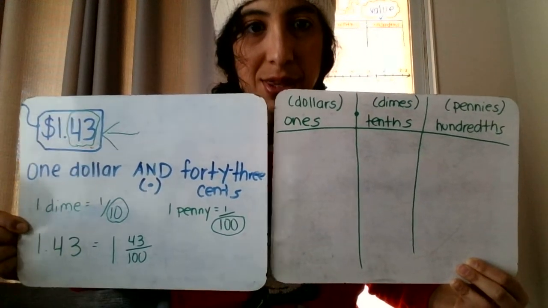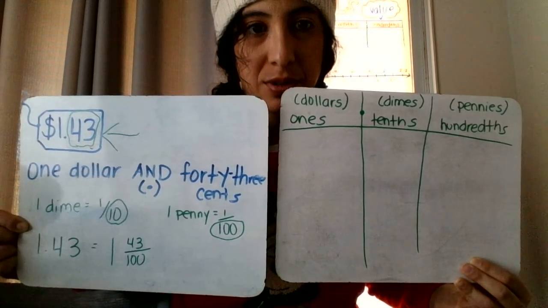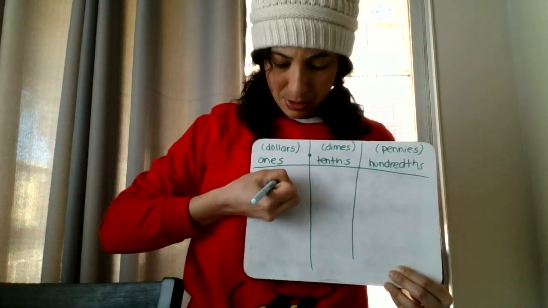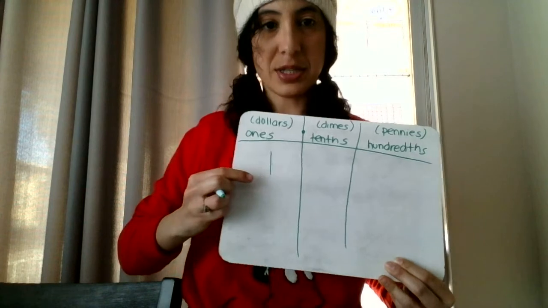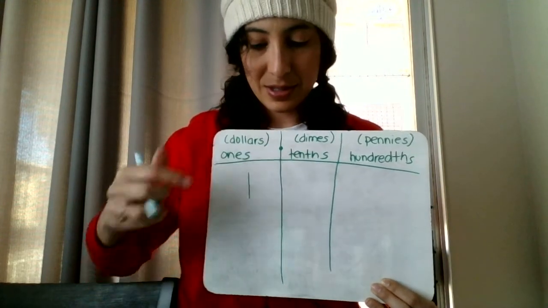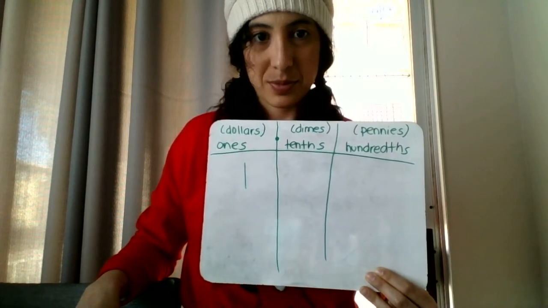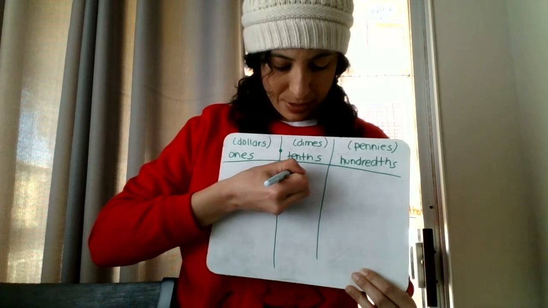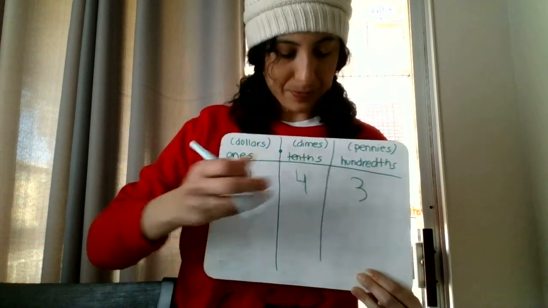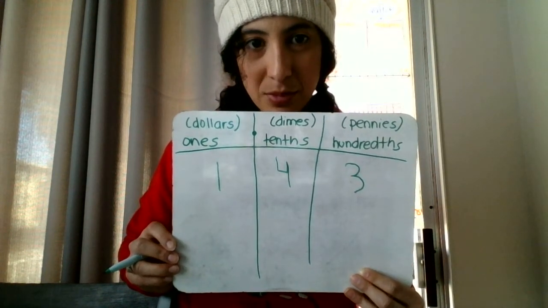Where would I write the 1 from $1.43? Okay. You should have said you would write it in the ones place because it represents a dollar. Then we have our decimal, and then where would we write 43? You should have said, do you agree?